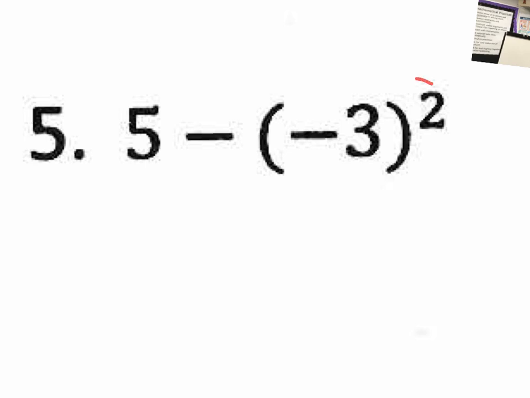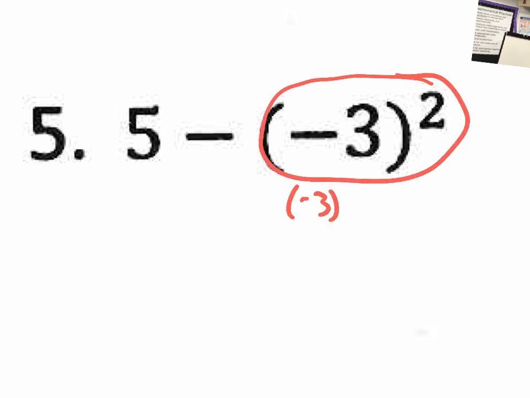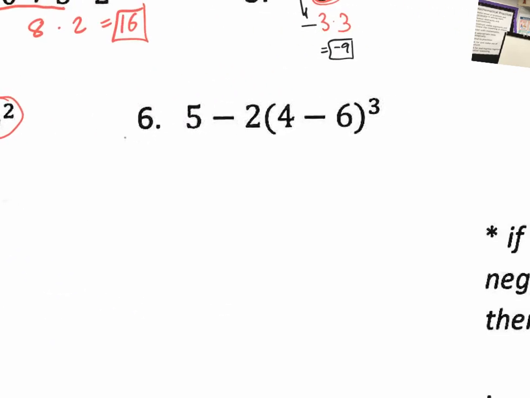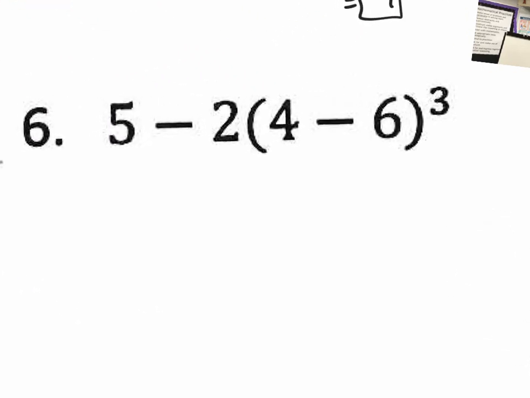So we have the base negative 3 squared. So negative 3 times negative 3, we already know that's positive 9. And of course we still have the 5 and we still have the minus sign. So we have 5 take away 9, which is what? Negative 4. Okay. Number 6, PEMDAS. Do we have parentheses?